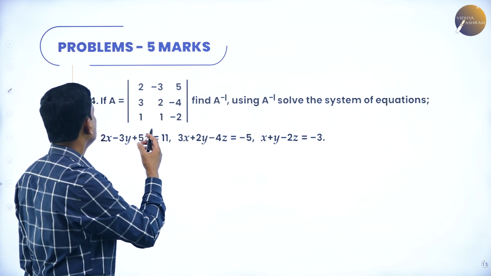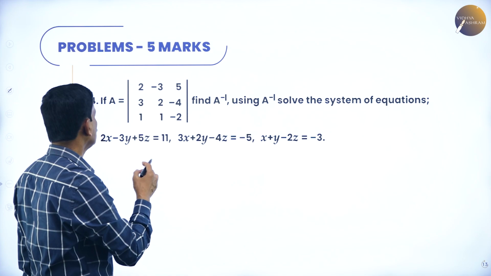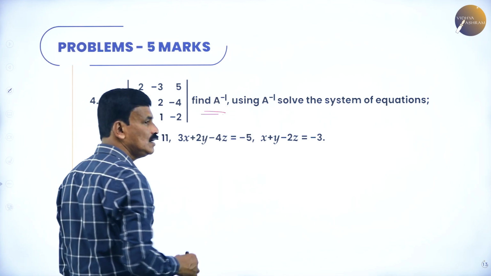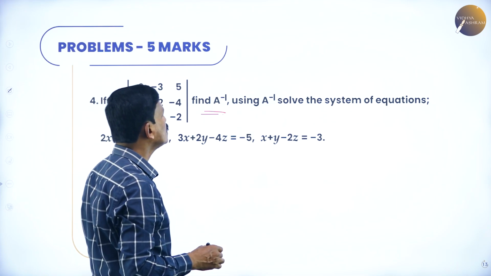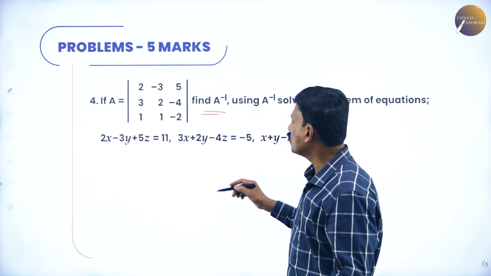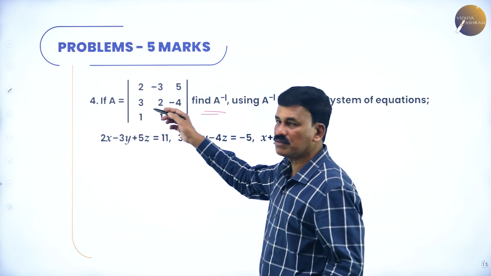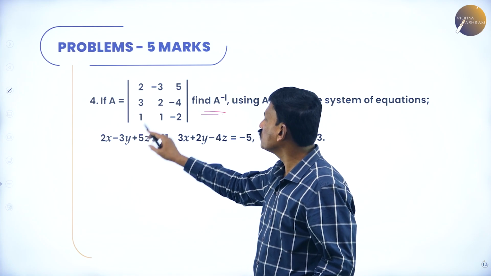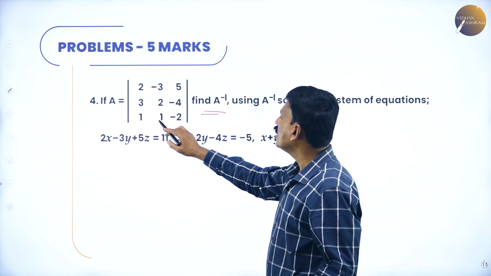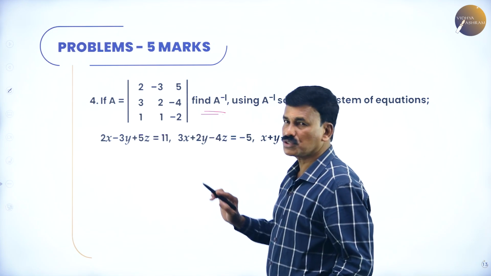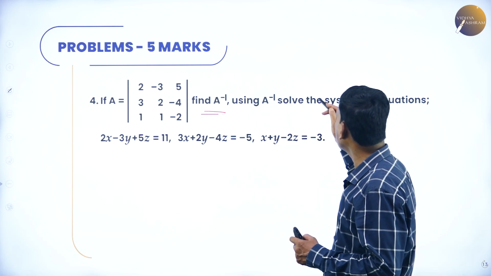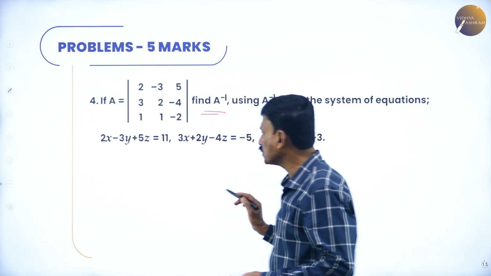If A is equal to the matrix 2, minus 3, 5, 3, 2, minus 4, 1, 1, minus 2, find the inverse. Find the inverse using A inverse, solve the system of equations. See, if you observe carefully, the coefficient of x, y, z is nothing but the given matrix. Coefficient of x is 2, y is minus 3, z is 5 and 3, 2, minus 4 and 1, 1, minus 2. So if you find the inverse, this is sufficient for you to solve the system of equations. Right. Now, first find out the inverse.